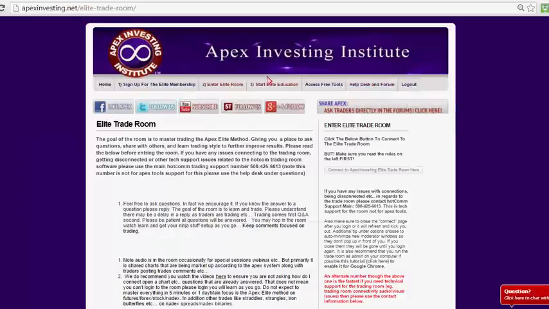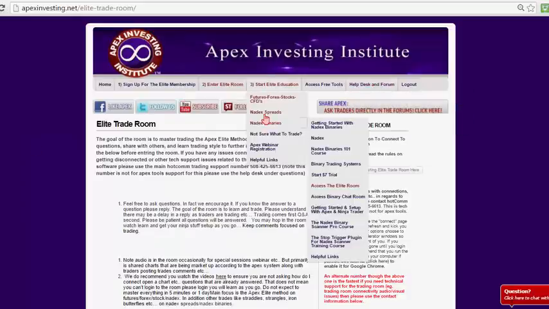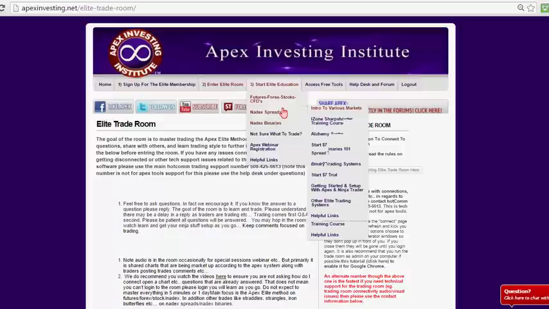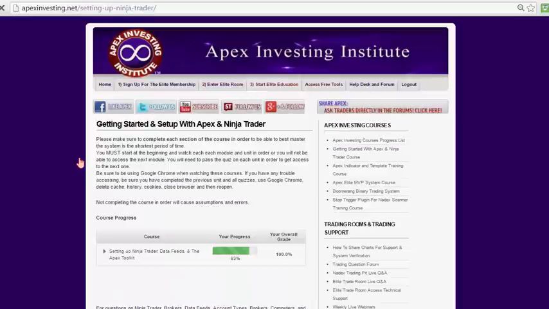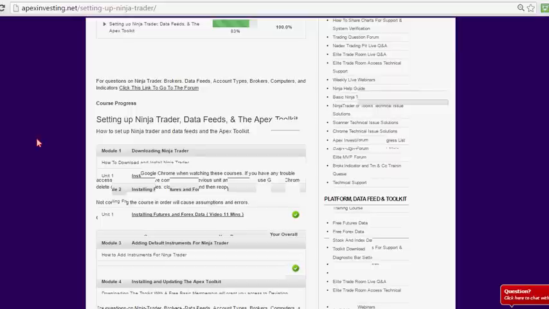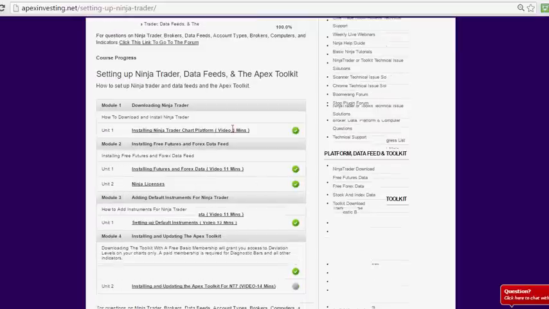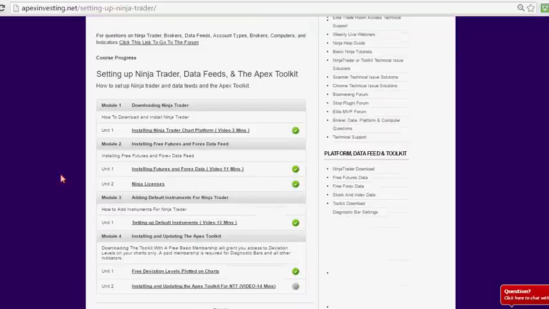Now, real quick, I just want to address something here, and then I'll shut it down. Right here, this getting started and set up with Apex and NinjaTrader. If you want to hop in and use those charts in the room, go for it. If you want your own charts, so you can pull up any stocks or anything you want, it's just a couple little videos here: 3 minutes, 11 minutes, 13 minutes, and you're set up. Get it all for free.